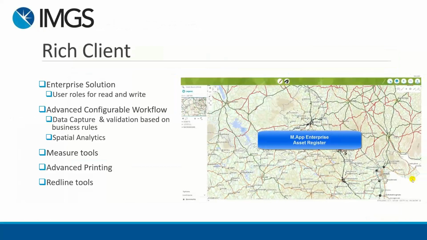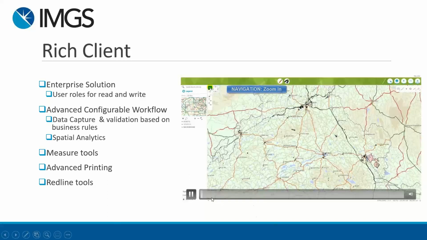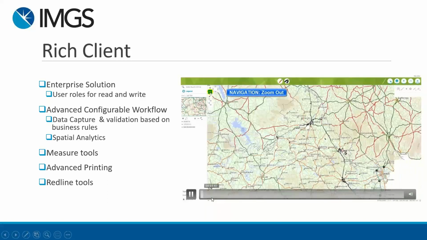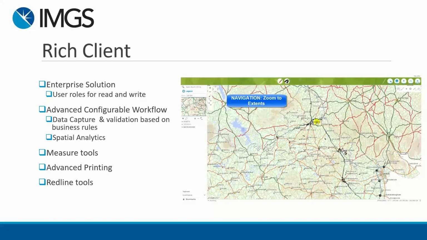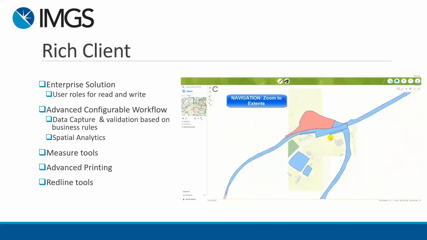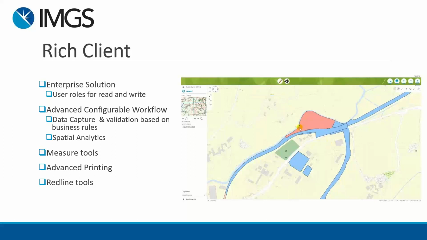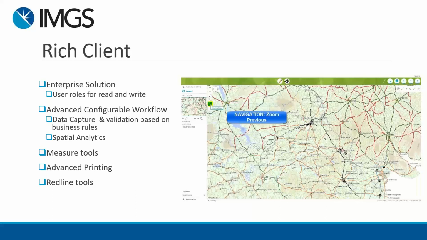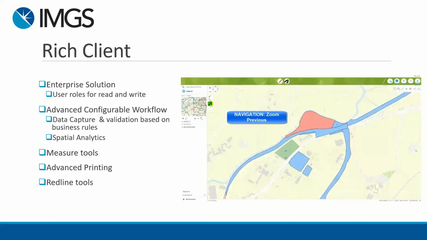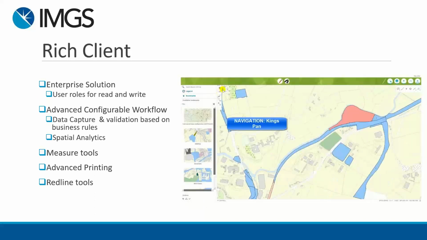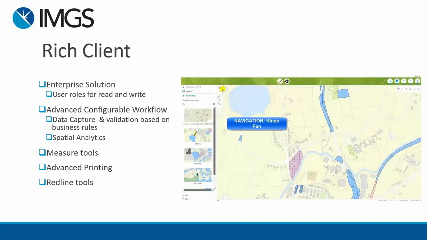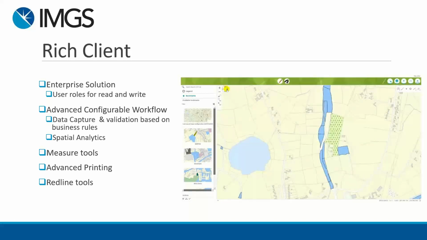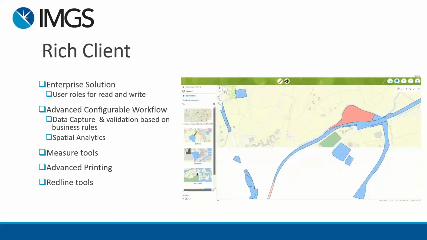So the rich client is an enterprise solution that allows users to have both read and write access, and advanced configurable workflows. The idea with the rich client is you build a workflow to suit the user, so that they can do data capture and validation based on business rules, and they can run spatial analytics. But instead of giving a full GIS where you've got 1,000 buttons and functions, you provide the workflows for the user based on their user rights, so what their day-to-day job is.